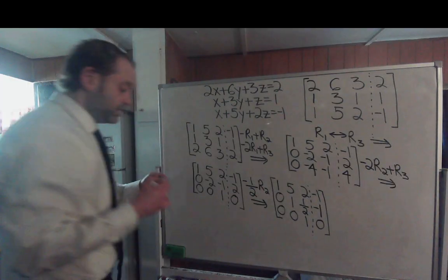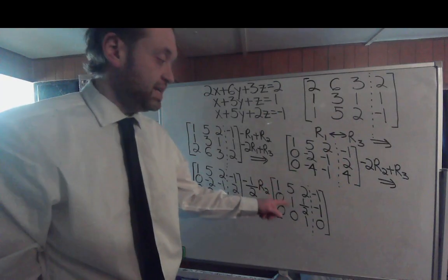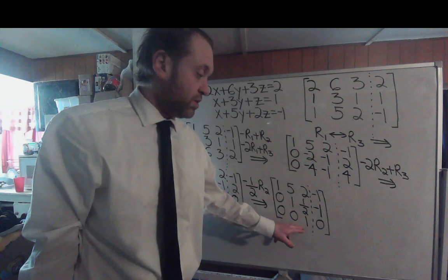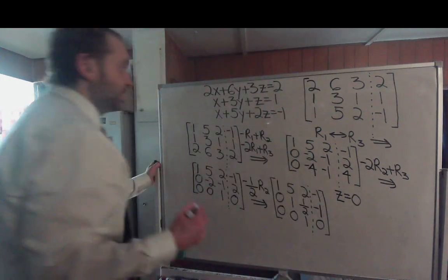Well, what does this tell you here now? We definitely have this in row echelon form, since the leading digit in each row is a 1. This third row denotes that z equals 0. So z is equal to 0. That's going to make our lives a lot easier.